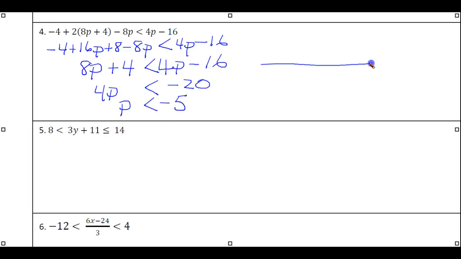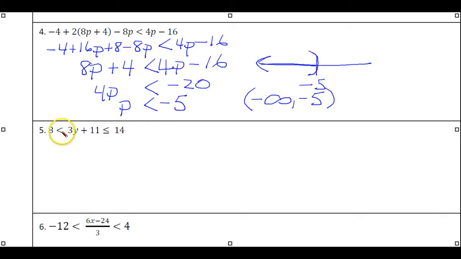Now a graph of this is negative 5. And we're going to use a parenthesis because it's not included in the set. Following the direction of this arrow, it goes this way. And then interval notation, it's from negative infinity to a negative 5, parenthesis.